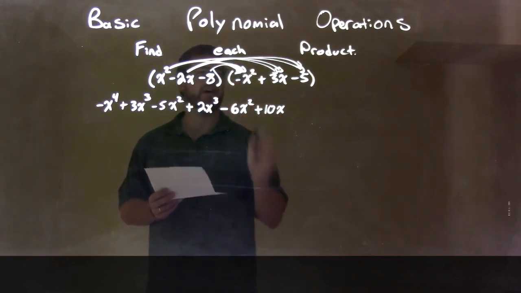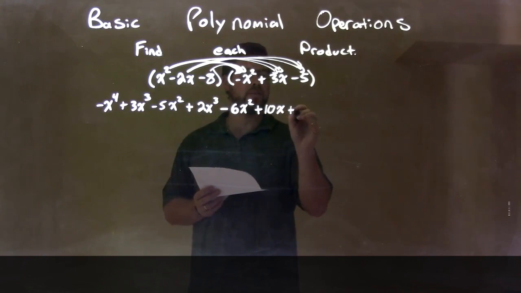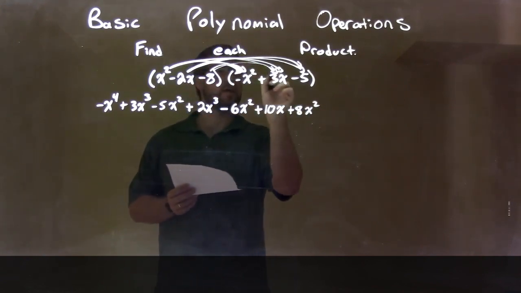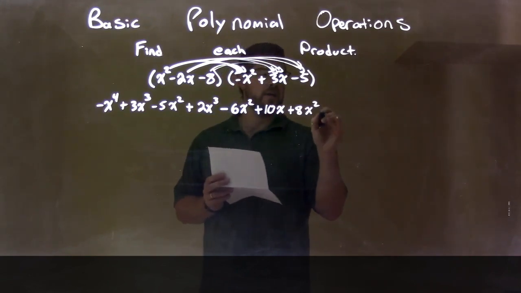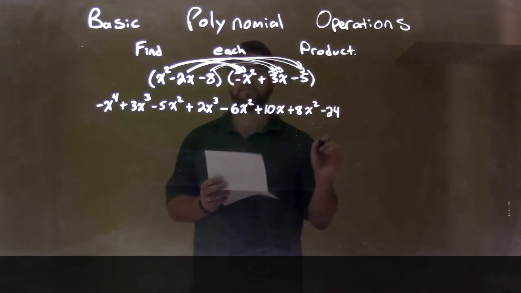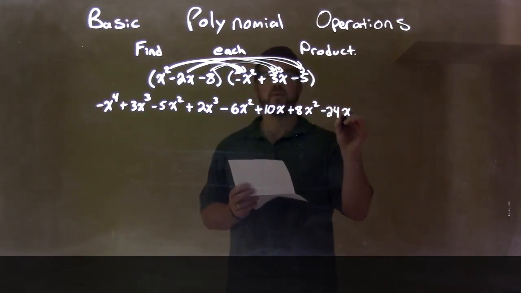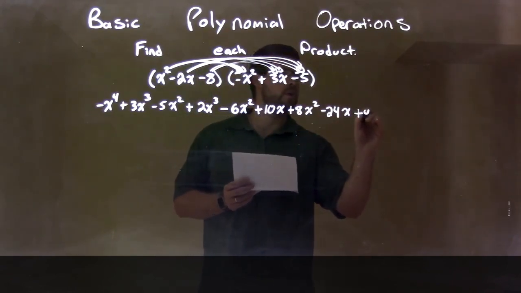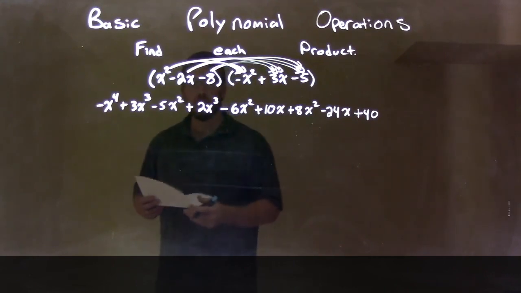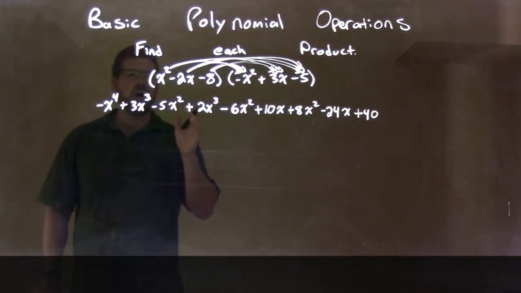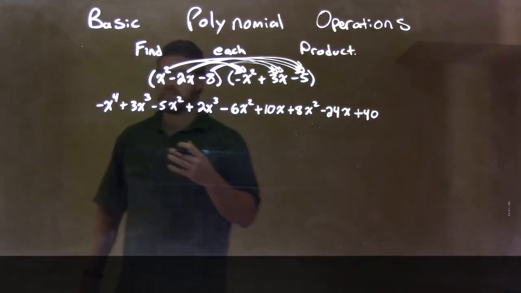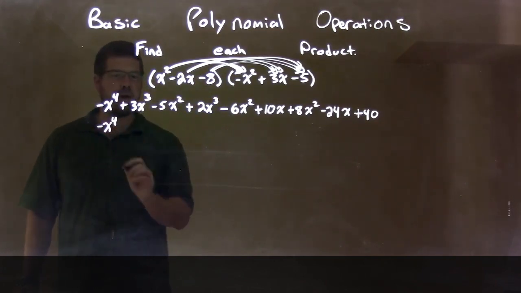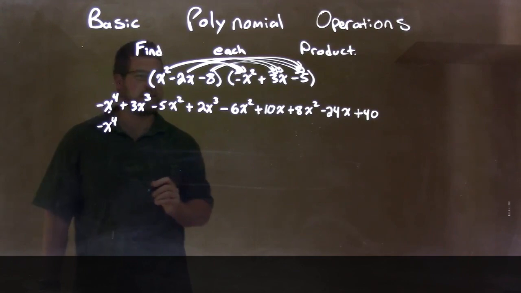Negative 8 times a negative x squared is a positive 8x squared. Negative 8 times a negative 3 is a negative 24, okay, 24x. And negative 8 times a negative 5 is a positive 40. So now what I'm going to do is rearrange to have all my like terms next to each other. So the highest degree is the fourth power, so we just bring down the negative x to the fourth power. And I put a little dot showing that I brought that down.